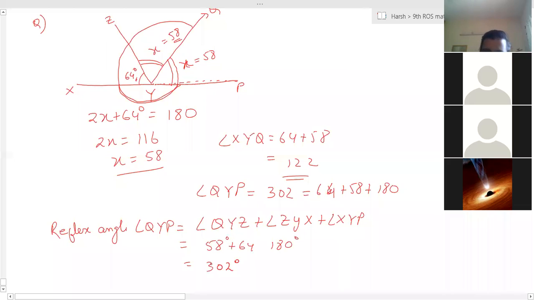Writing part is very important. Please write it properly. Done. Yes, sir.